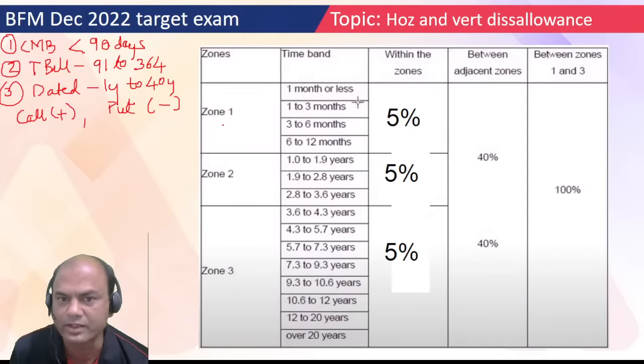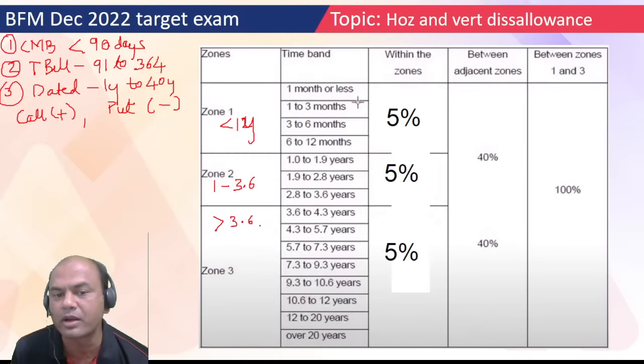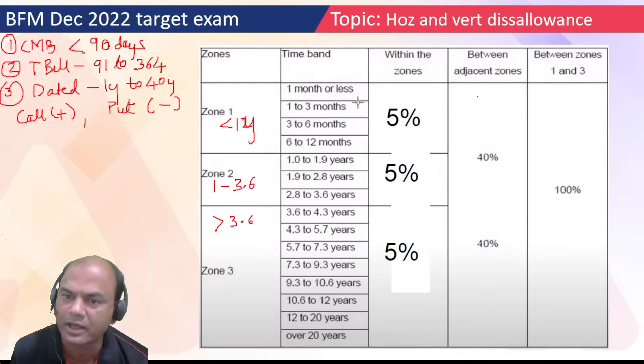I'll tell you, see here, this is very important. Less than 12 months you'll have to remember, means 1 year you can call it, okay? Less than 1 year, 1 year to 3.6. Look at this figure, it's not 3 years, it's 3.6 years, okay? And then greater than 3.6 years. You have to remember it at any cost, okay? In the exam, this table may not be given to you, because this is a table given by RBI to all the bankers, okay? General thing, okay?